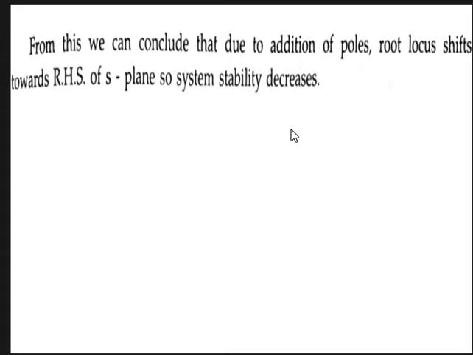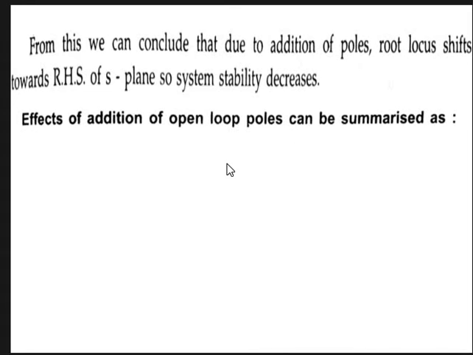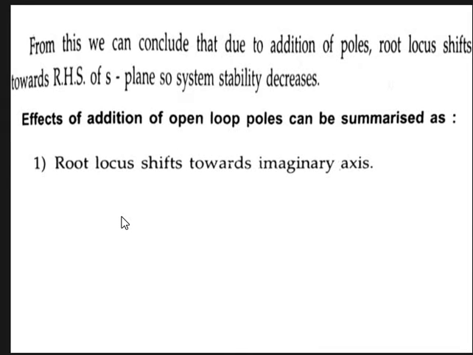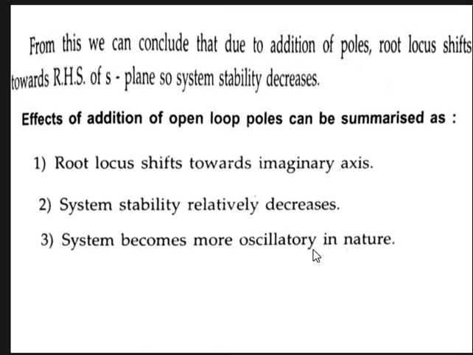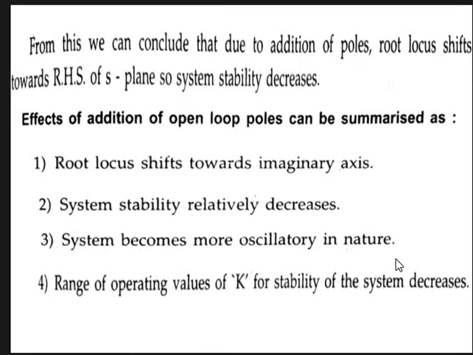So finally we can conclude what the changes are when we are adding the poles to the root locus. The first one, root locus shifting towards the imaginary axis. Second one, system stability relatively decreases. Third one, system becomes more oscillatory in nature. Fourth one, the range of operation of the K value for the stability of the system decreases. So these are the main changes when we are adding poles to the root locus.